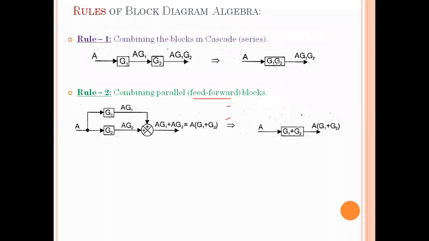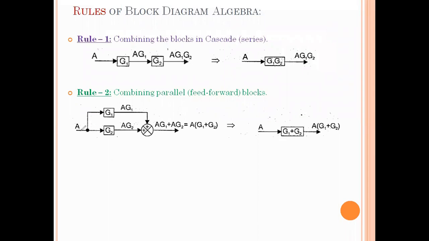If it is a feedback, then the direction will be opposite. The signal direction will be like this. One will be in this direction from left to right, and the feedback direction will be from right to left. So feed forward and feedback are opposite words. Based on the signal direction we can determine.